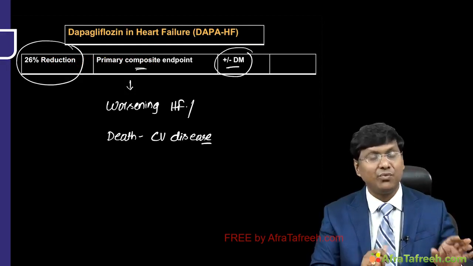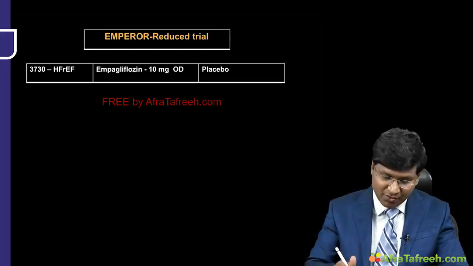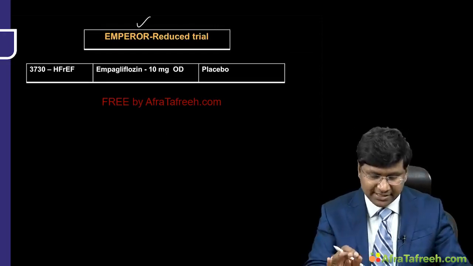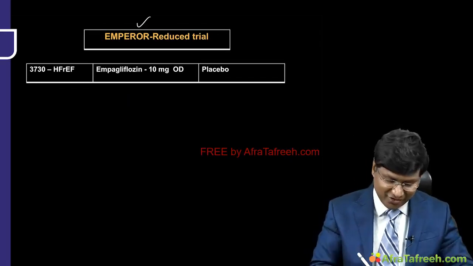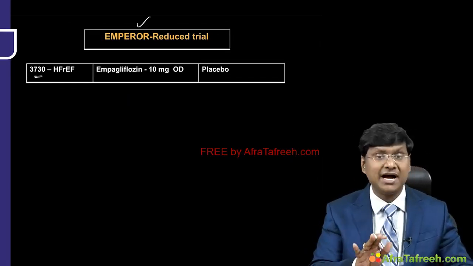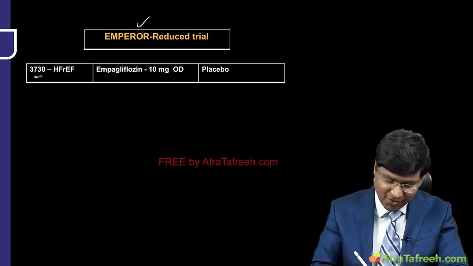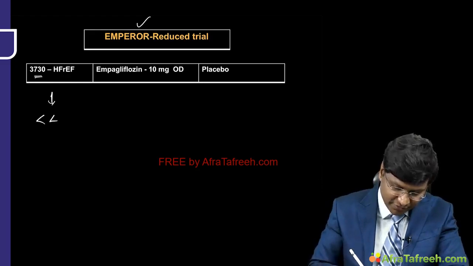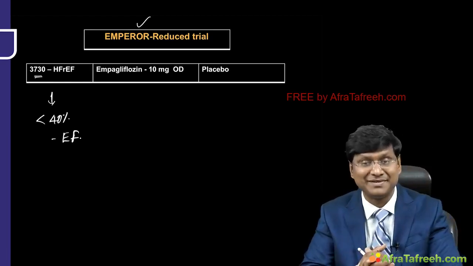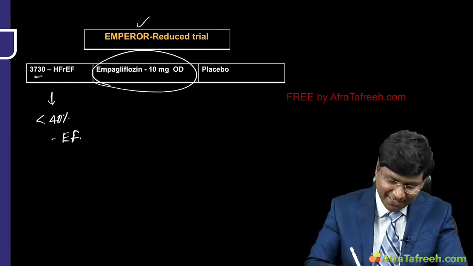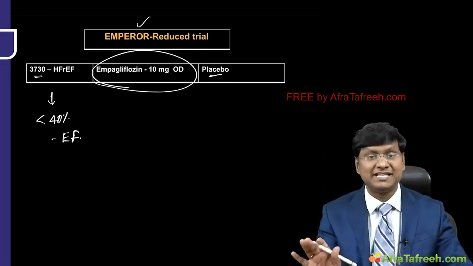Okay, we have one more study in order to reinforce this effect of dapagliflozin. One more study was the EMPEROR study, that is the EMPEROR-Reduced trial. In this they took almost 3,730 symptomatic heart failure with reduced ejection fraction patients, where the ejection fraction was less than 40%. In them, empagliflozin 10 milligrams once daily was added, and to the other group the placebo was given.